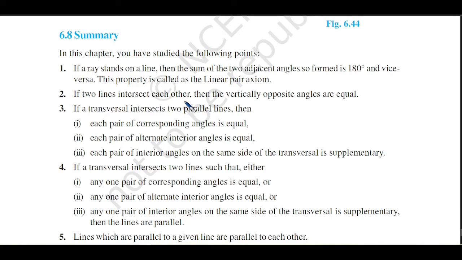If two lines intersect each other, then the vertically opposite angles are equal. This also is two lines crossing. And the angles opposite to each other are equal. You go back and see it.